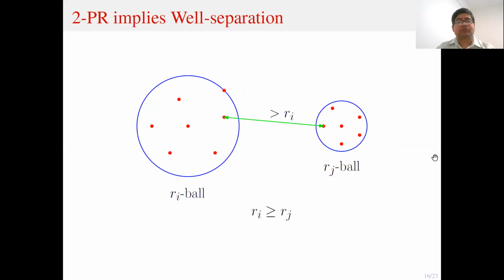And this algorithm is based on a well separation lemma, which is as follows. Let us consider the optimal clustering, and in particular an Ri ball and an Rj ball in the clustering, such that Ri is at least Rj. Then for any point in the Ri ball and any point in the Rj ball, the distance between these two points must be strictly greater than Ri. So the separation between the Ri ball and Rj ball must be greater than Ri.